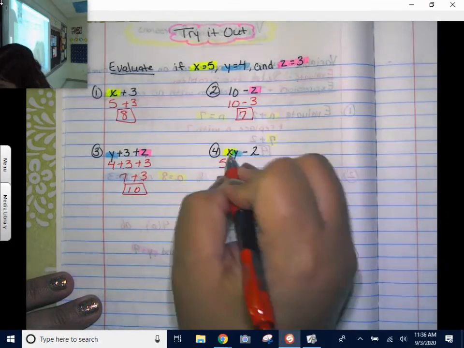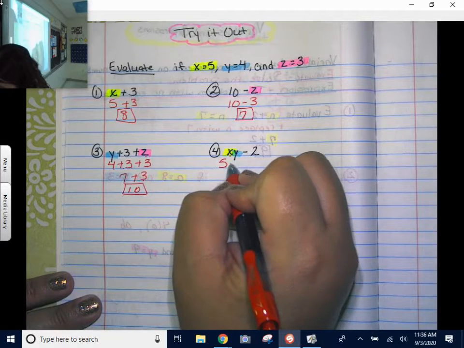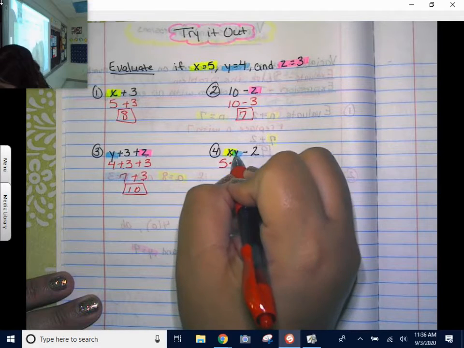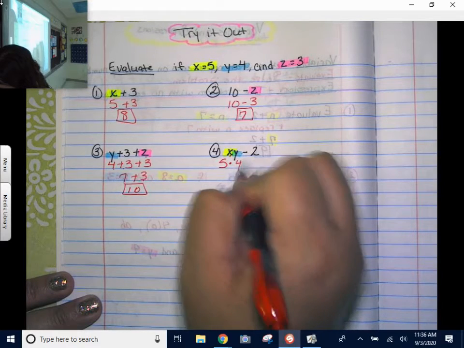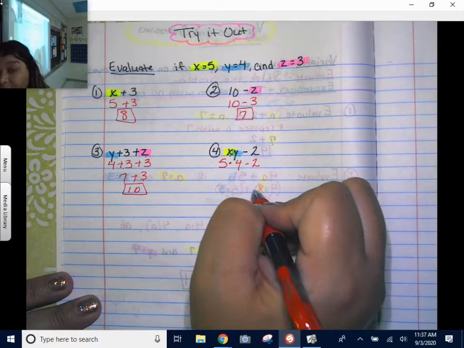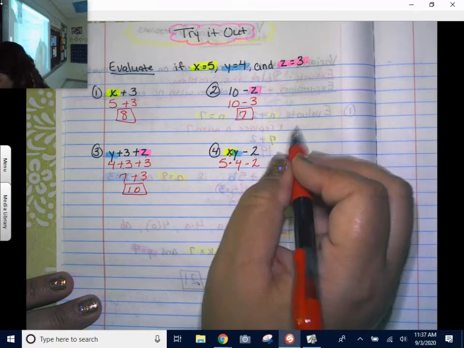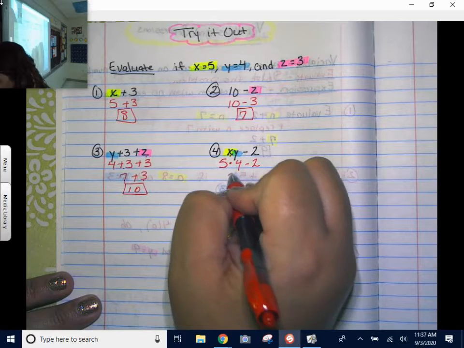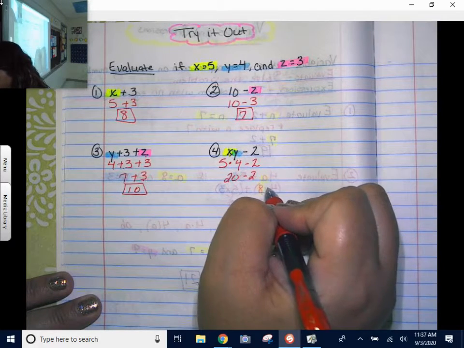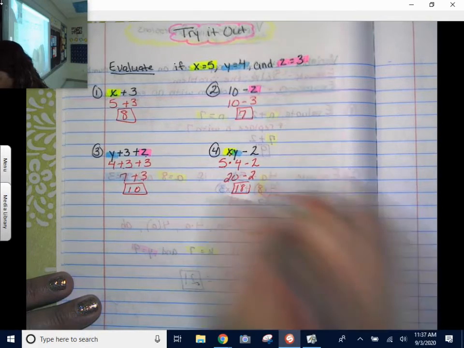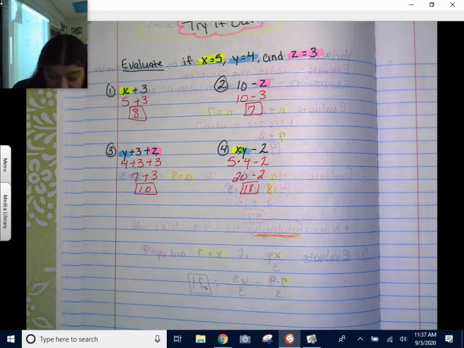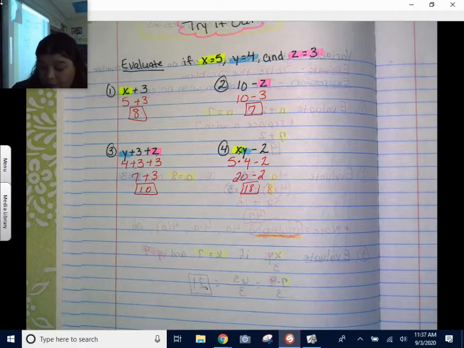Okay. And here x was 5. If you remember, when you have two variables together, that means to multiply, so there's my little dot. So x is 5, and y was 4, minus 2. Multiplication comes before subtraction because of order of operations. So 5 times 4 is 20, and then 20 minus 2 is 18. So double check yours, see how you did, see if you got them right or wrong.